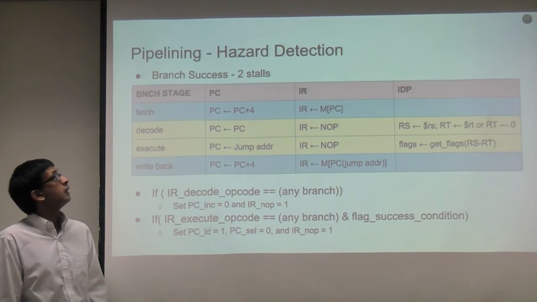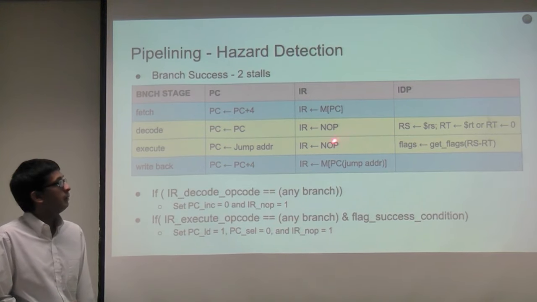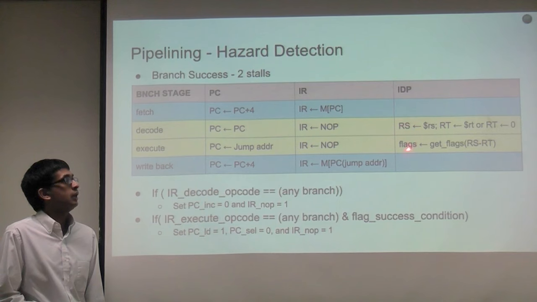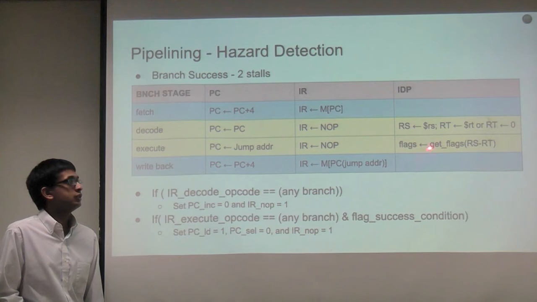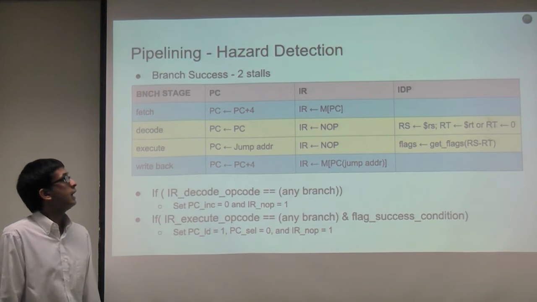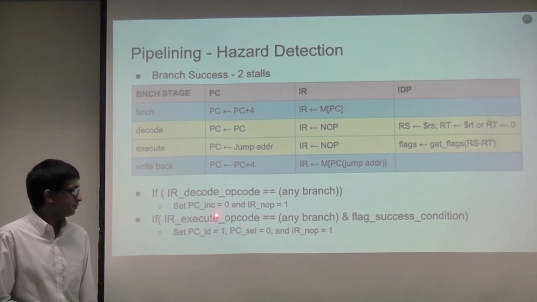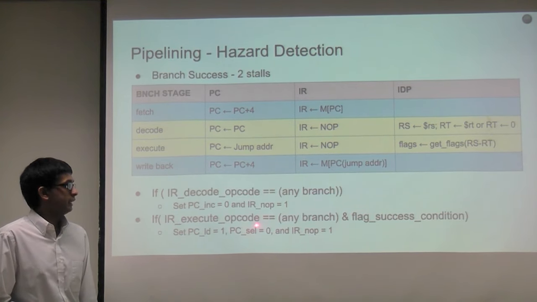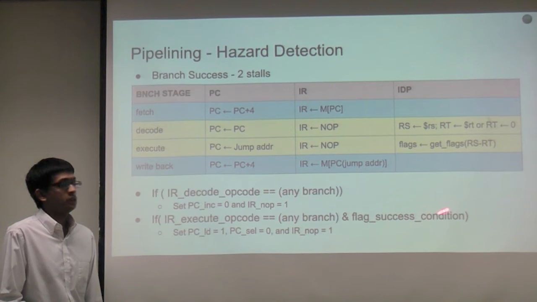And going through the branch success, it only uses 2 stalls. The first stall gets RS and RT, and then on the second stall, it uses those 2 registers, uses the ALU to get the appropriate flags, and executes. In this case, it does pass, meaning the PC does change. So here, if we look at our cases, on the second case, not only does the execute have to equal any of the branches, but it has to equal one of the success conditions of that branch.